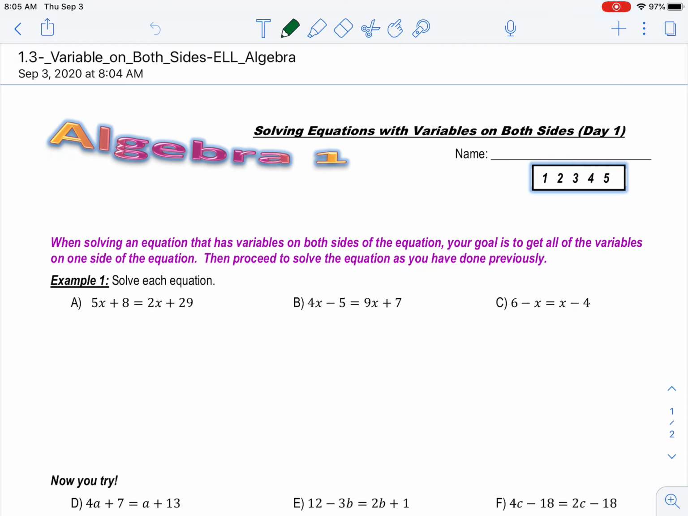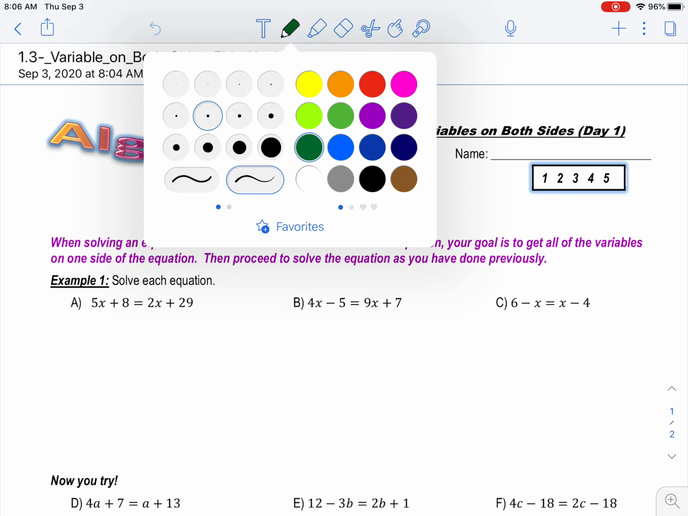Now, some people like to move the smaller x first. Other people like to stay with a pattern and get all their x's to the left and all their numbers to the right. We're more used to seeing the variable, or the letter, on the left-hand side, so I always try to move my letter from the right side to the left. It's up to you. You can do it either way, but let's go ahead and get started.